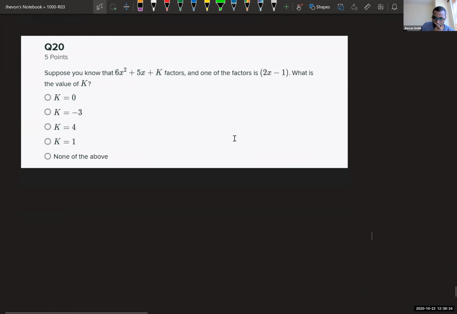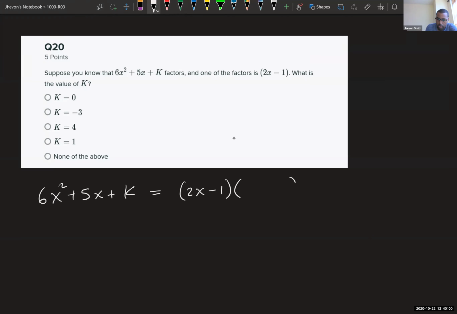Suppose you know that this factors and one of the factors is that. What is the value of k? There are a couple of ways to go about this, but if I know it factors and that's one of the factors, I would just expand. So I know that 6x squared plus 5x plus k equals 2x minus 1 times something. Now to get a 6x squared, I know that this must be 3x, but I don't know what the other number would be. That would be very important in finding out what k is.